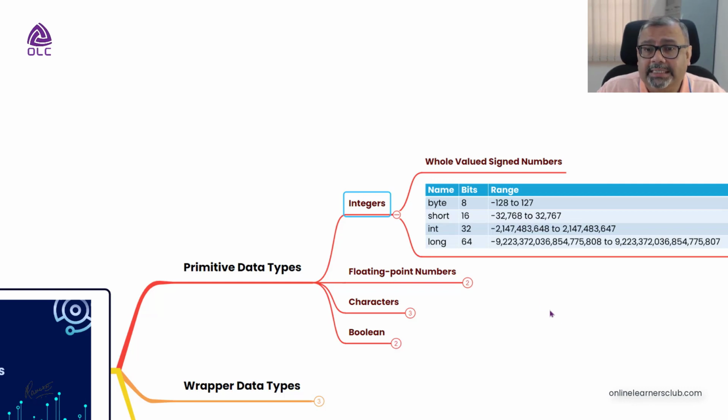So this is the range that we see when we look at different integers for different bits. So primarily it represents 2 to the power of 8, 2 to the power of 16, 2 to the power of 32, and 2 to the power of 64. So that is the range represented in decimal.